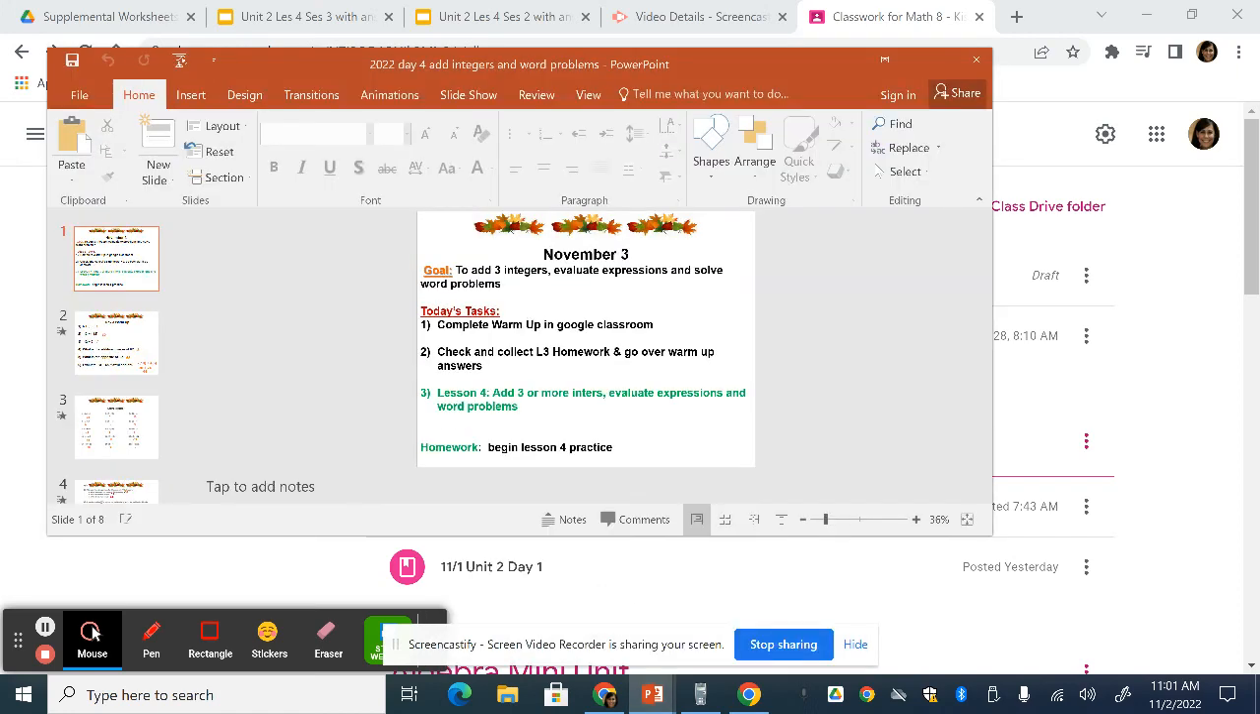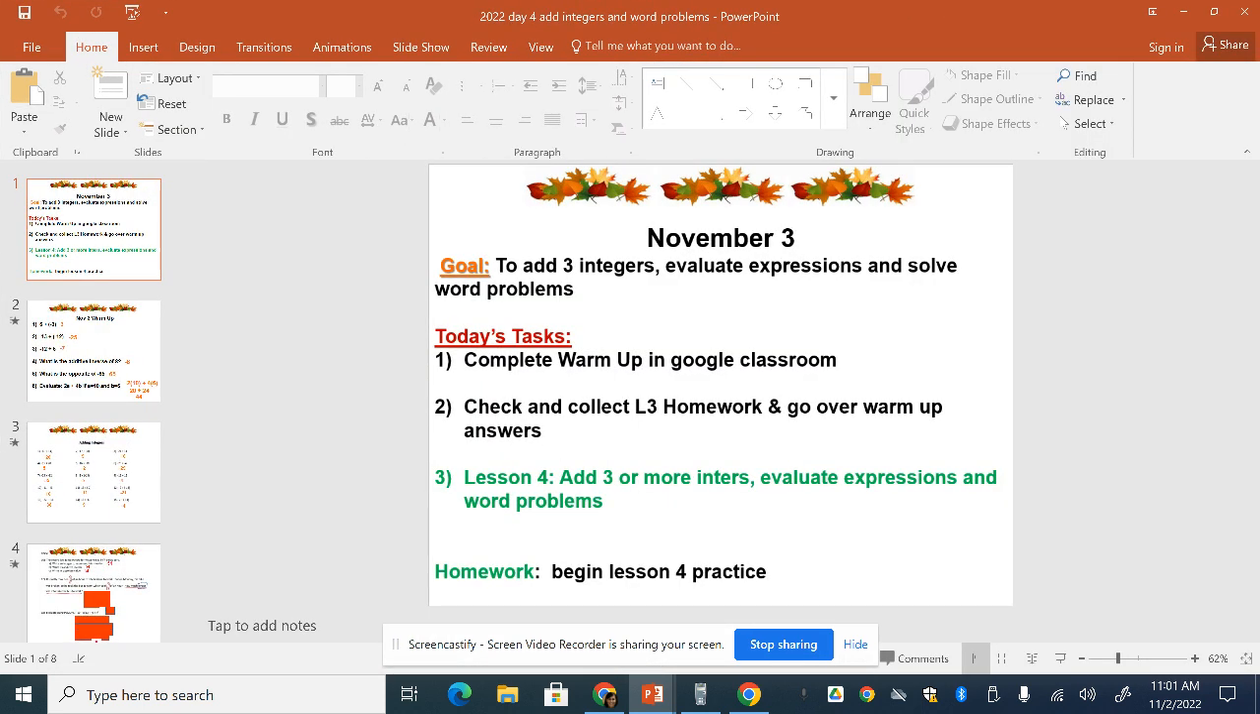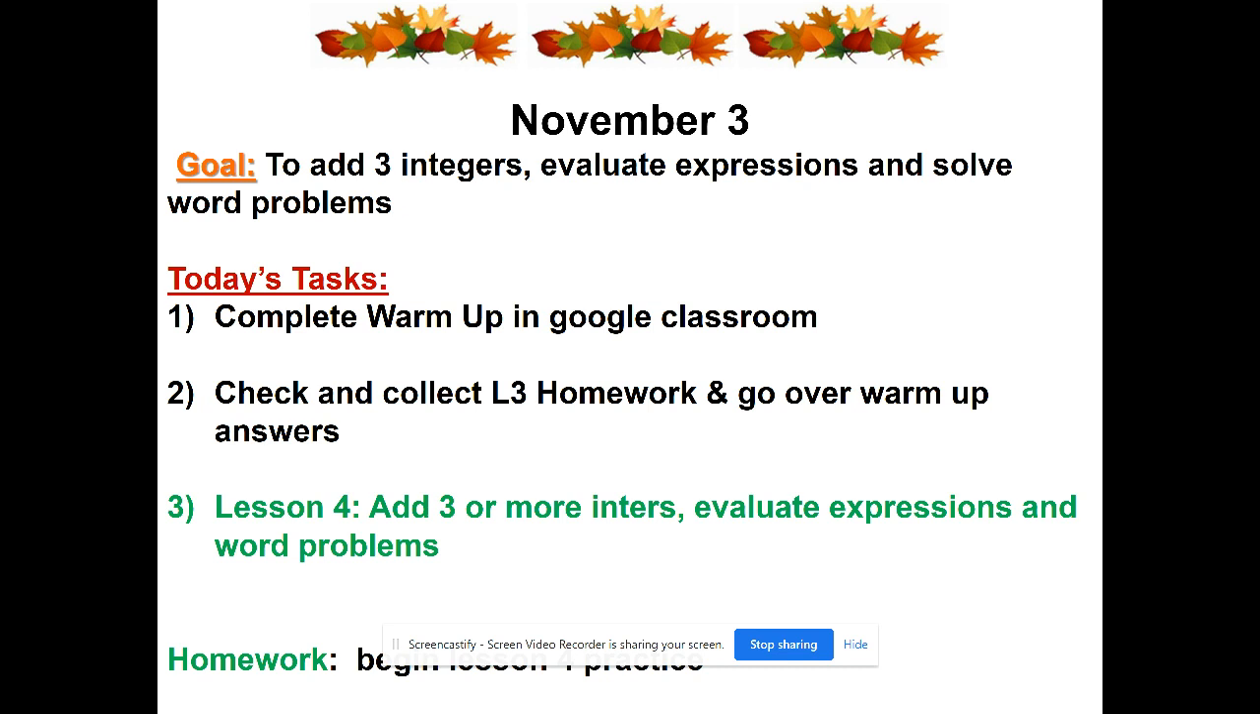Okay, so today this is our goal for today. You should be able to add three integers, evaluate expressions, and solve word problems. And our tasks today: you should have already completed your warm-up in Google Classroom and you had a sheet as well. We're going to check your homework and go over the warm-up answers.